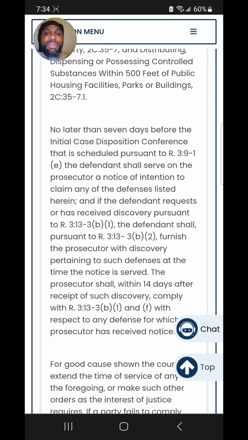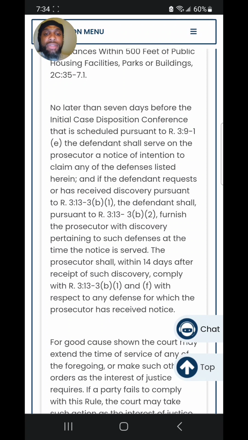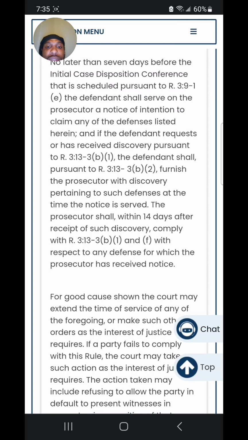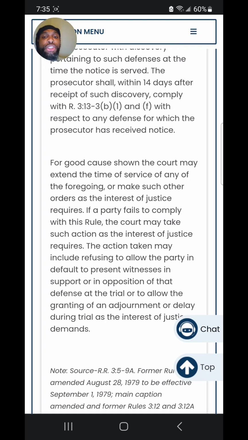No later than 7 days before the initial case disposition conference that is scheduled pursuant to Rule 3:9-1(e), defendant shall serve on the prosecutor a notice of intention to claim any of the defenses listed herein. And if defendant requests or has received discovery pursuant to, and so on, the prosecutor shall within 14 days after receipt of such discovery comply with Rule 3:13-3(b)(1) with respect to any defense for which the prosecutor received notice. For good cause shown, the court may extend the time of service.